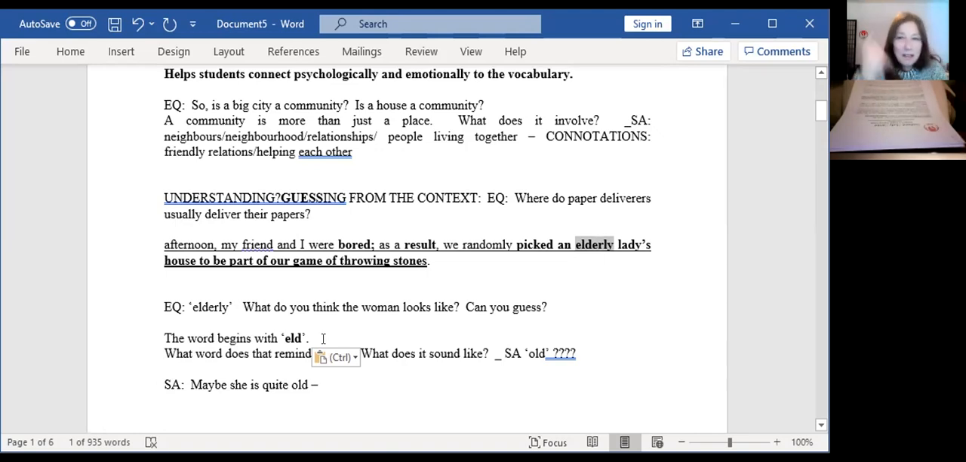Right? It sounds like, right? What does it sound like? So they can guess from that, right? And you can guess old, young.